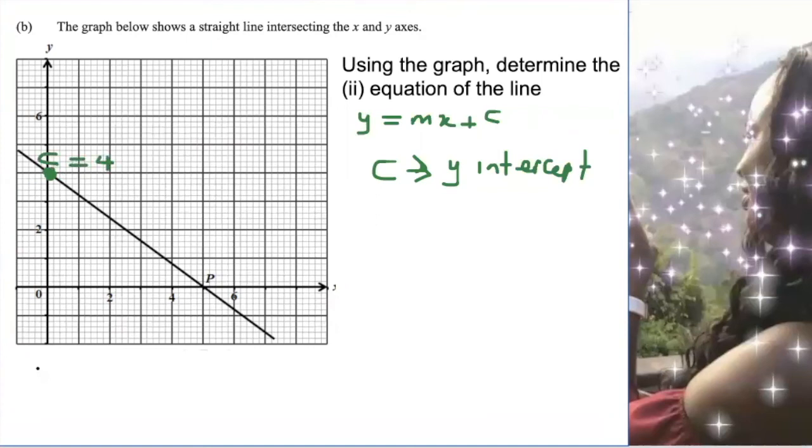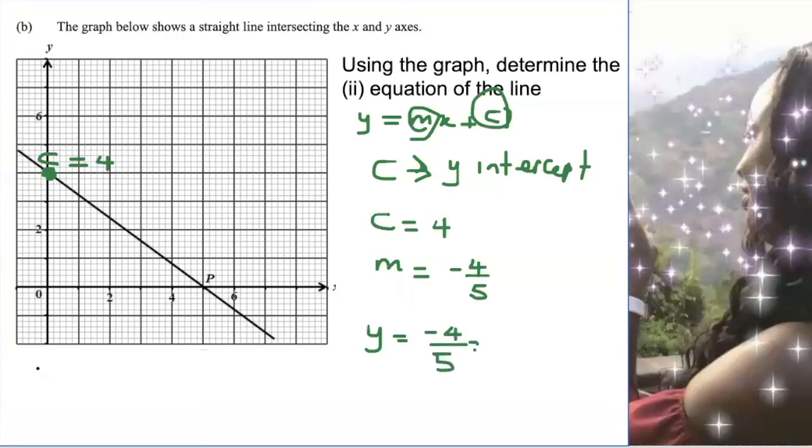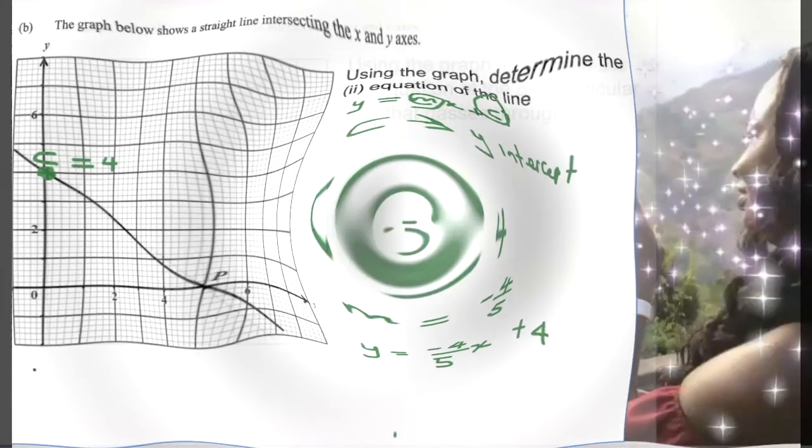Y-intercept means where it cuts the axis. It cuts it at y equals 4. So c is 4, and the gradient was already calculated on the previous slide. The gradient is negative 4 over 5. So to replace m and c, I'll have y is equal to negative 4 over 5 x, and then my c, plus 4. And that's it. This is the equation of the line.